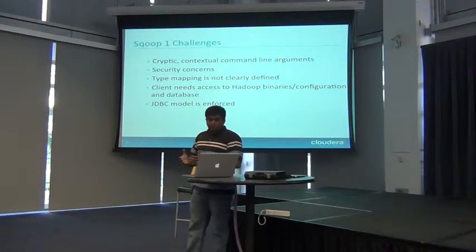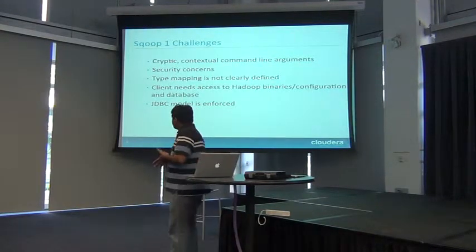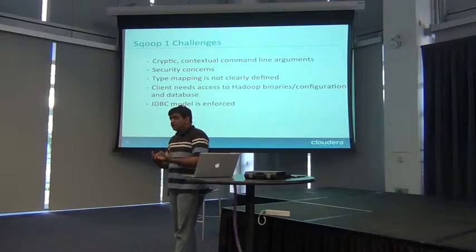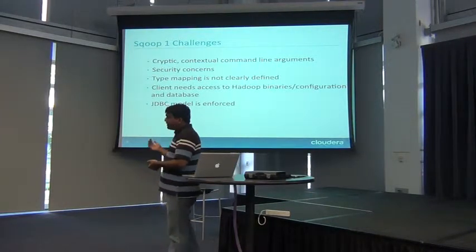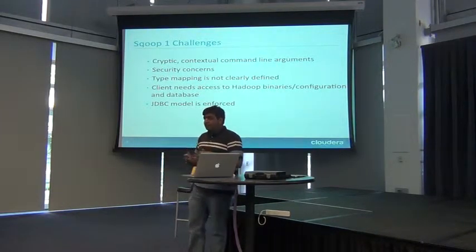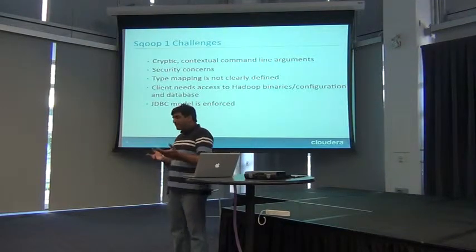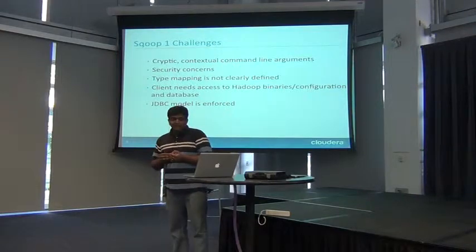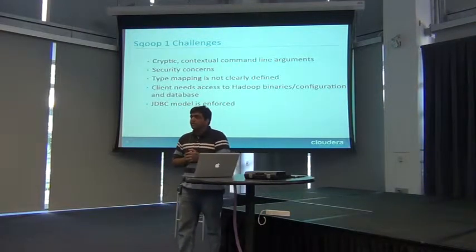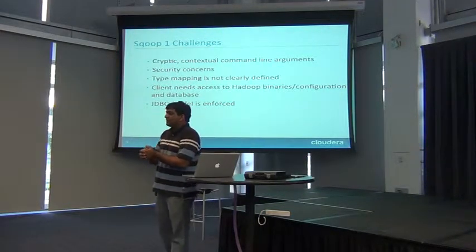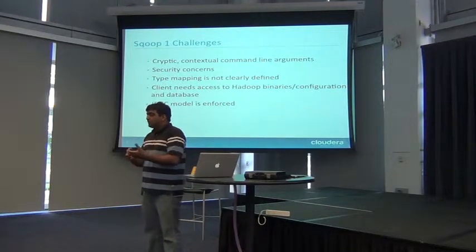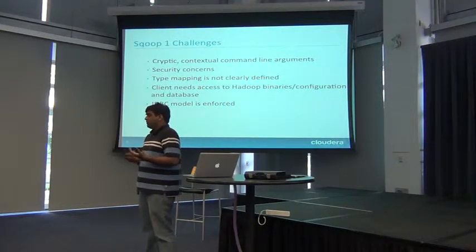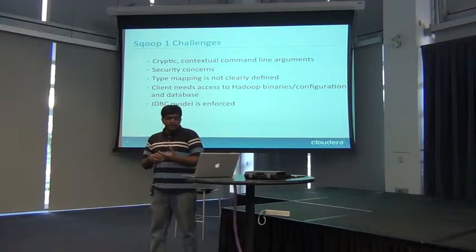So, coming to why we actually went to Sqoop 2, pump up the version, change the way Sqoop worked, it was because of a bunch of issues. The first one, the command line arguments, like I said, combinations difficult to use. The second one was security concerns. Because you're actually executing this in the command line, you're passing a bunch of information on the command line, which you probably don't want to do.